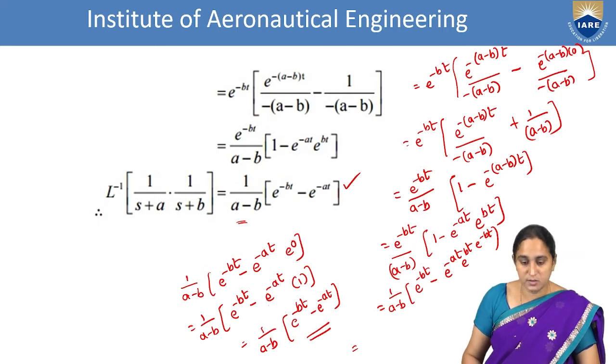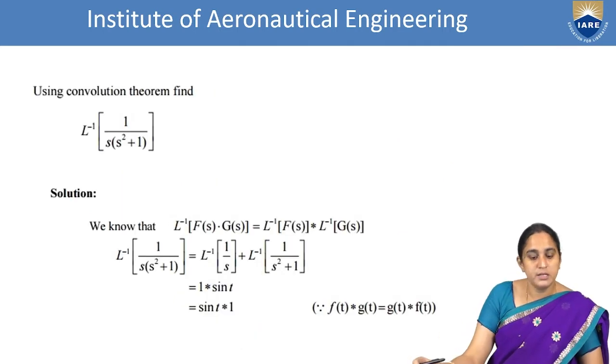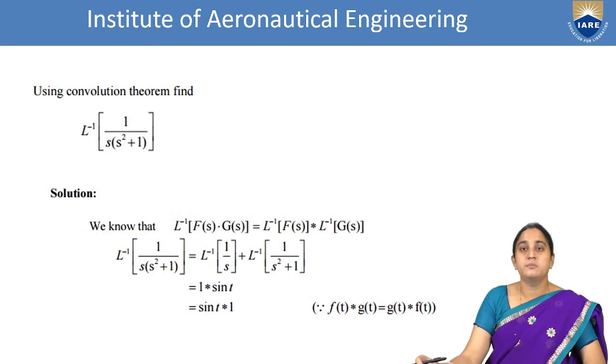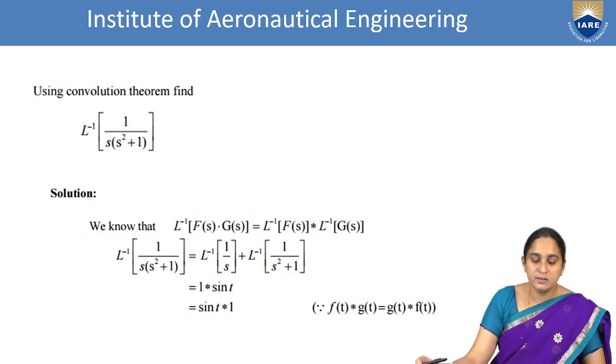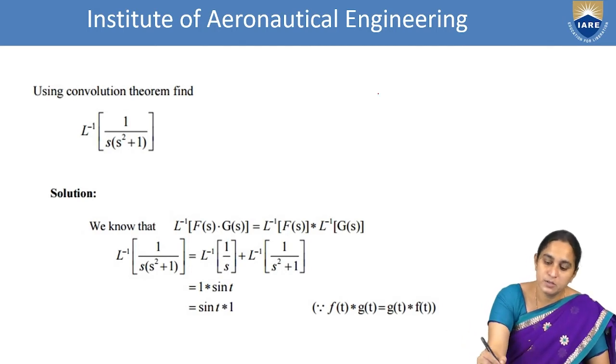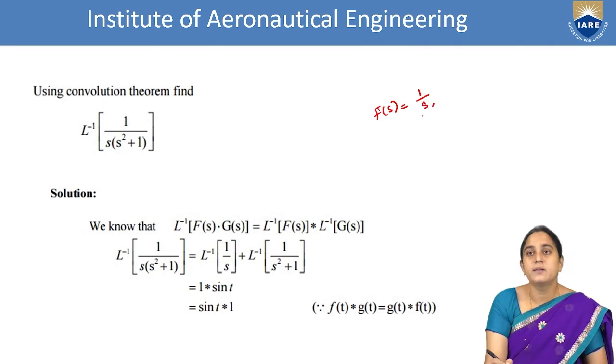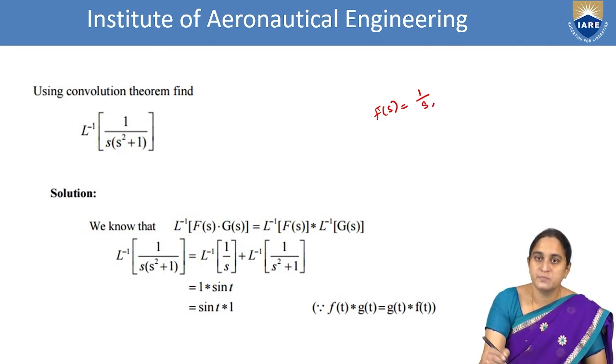Okay, now I'll go through the second question for the convolution theorem. That is, using convolution theorem to find Laplace inverse of 1 by s into s square plus 1. From that also, I'll divide the function f of s into g of s form. From that question here, what is f of s? 1 by s, right? And what is g of s? G of s is equal to 1 by s square plus 1.